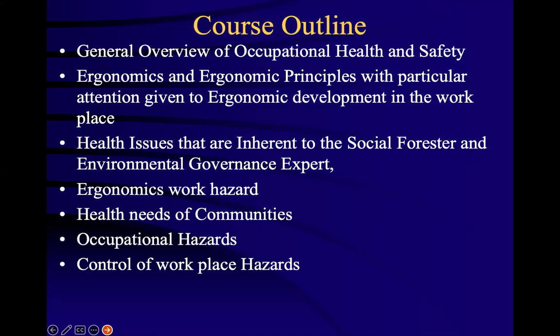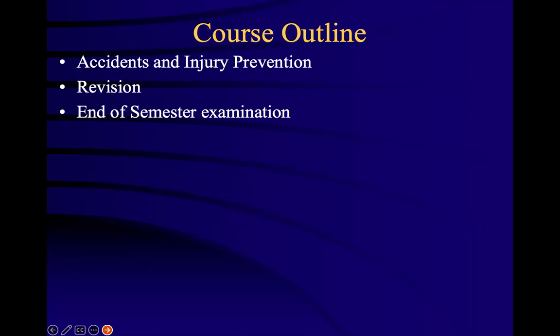For the sake of this course, we'll be looking at the following outline. We probably will start with a general overview of occupational health and safety. Then we will try to understand economics and economic principles, with particular attention given to economic development in the workplace. Then we outline some health issues that are inherent with our social, forestry, and environmental governance landscape. Then we will try to dissect economics and economics work hazards. We look at the health needs of some communities, occupational hazards, and how we can control occupational hazards. Then we will try to also understand accidents and injury prevention. Then we will end with revision. If we have the opportunity, then we will prepare ourselves for the end of modular examination.